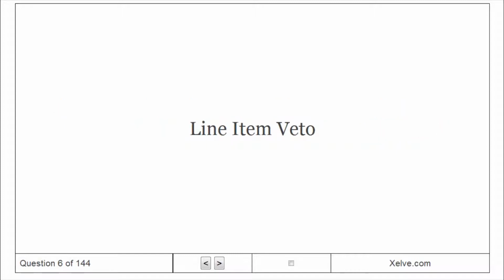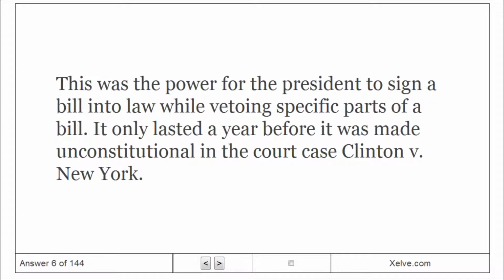Line item veto. This was the power for the president to sign a bill into law while vetoing specific parts of a bill. It only lasted a year before it was made unconstitutional in the court case Clinton v. New York.